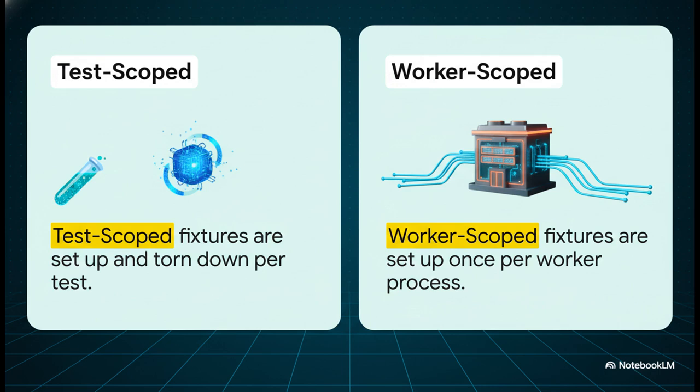Instead, you use the tuple syntax, scope equals worker. This neat little trick tells Playwright to set up the fixture exactly once per worker process, sharing it super efficiently across all the tests running on that specific worker.